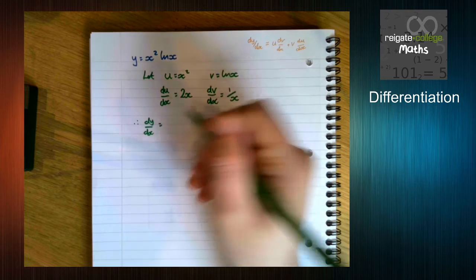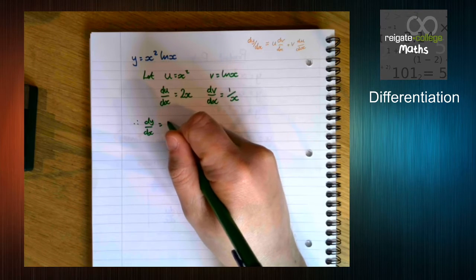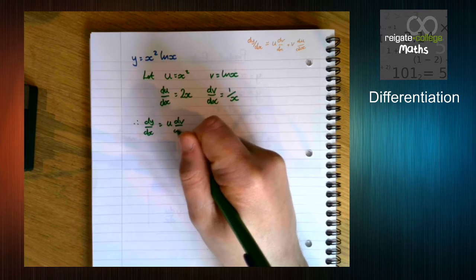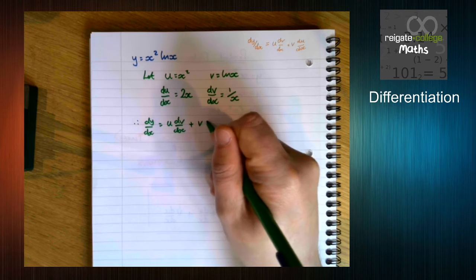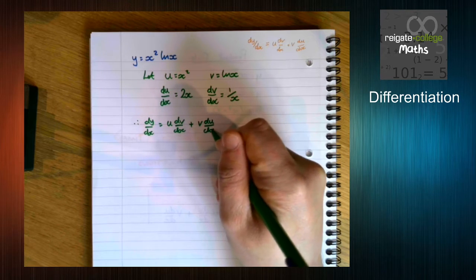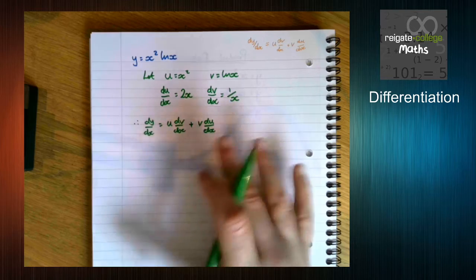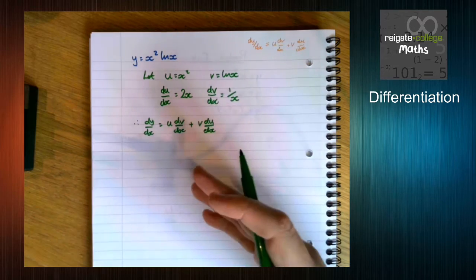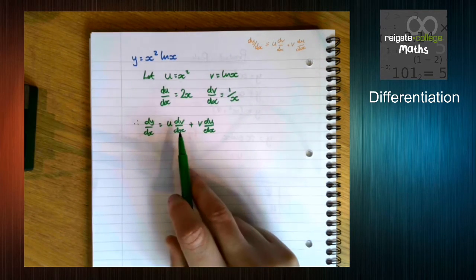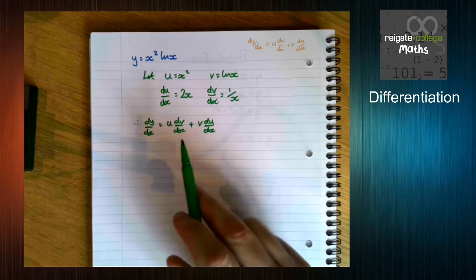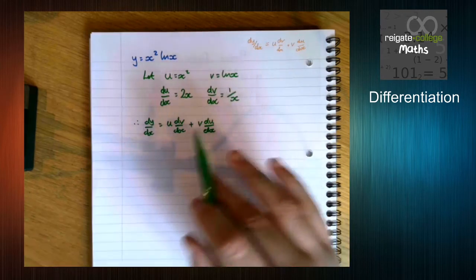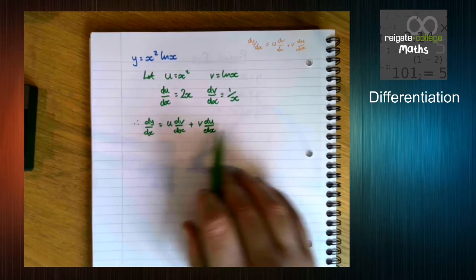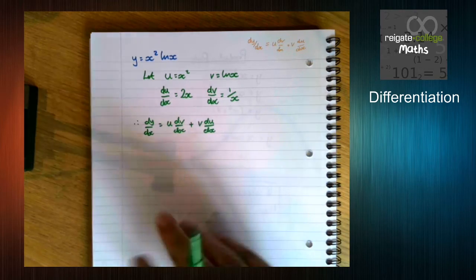So dy by dx is u times dv by dx plus v times du by dx. As you get more familiar with this, as you get more confident with it, you won't have to write out the formula every time. But if you find that you keep multiplying the wrong things together, this is a very important first step.